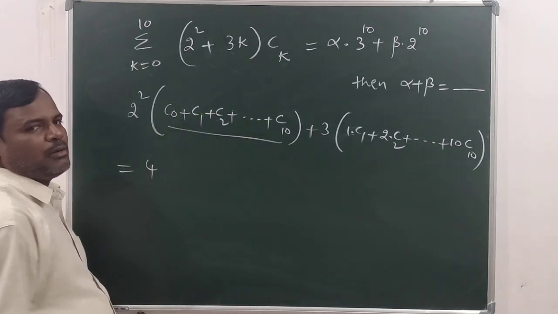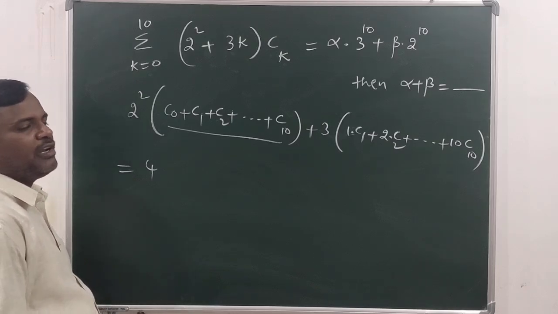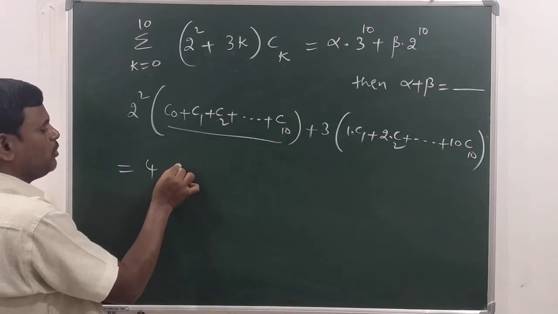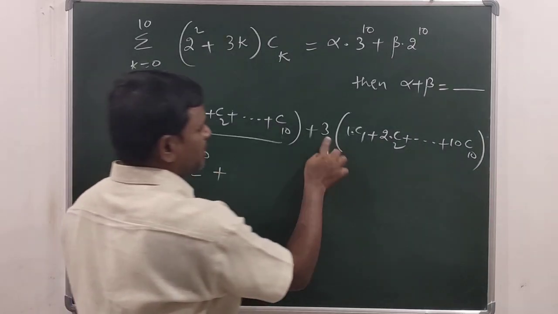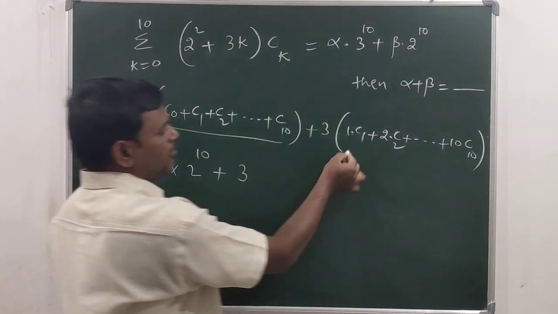So you know the sum of all the binomial coefficients formula is 2 power n. But here n value is 10 now. So 2 power 10 you will get, plus. So here 3 into... What about this?